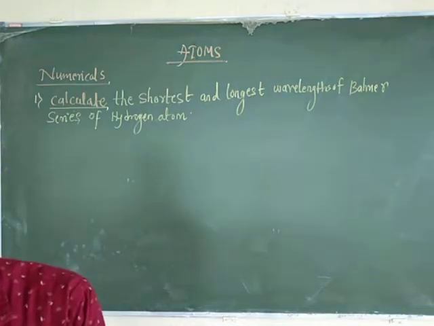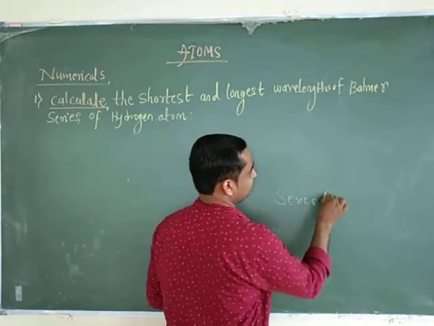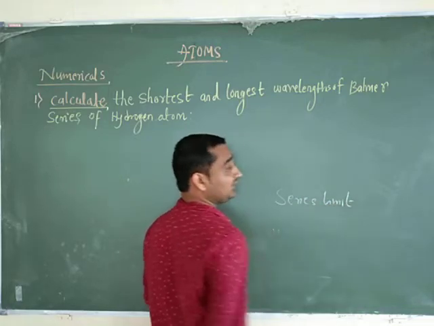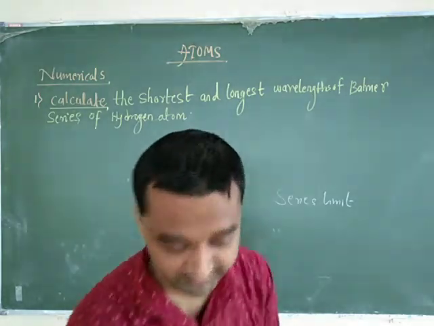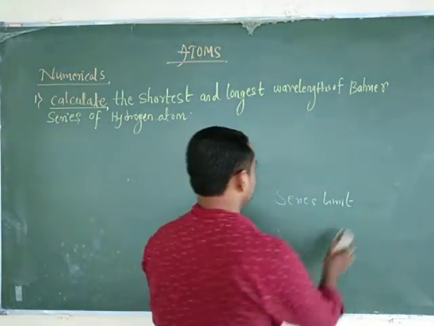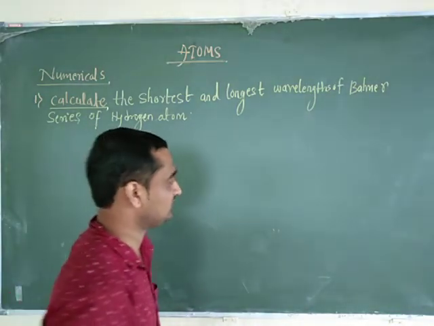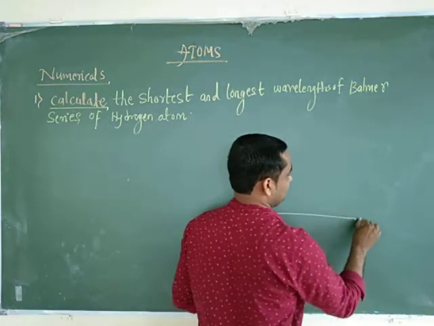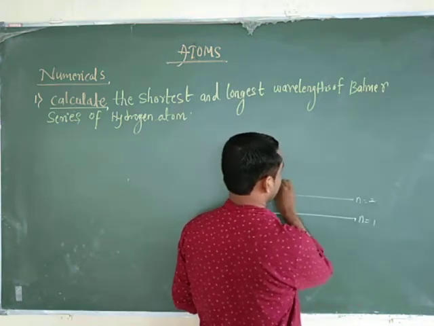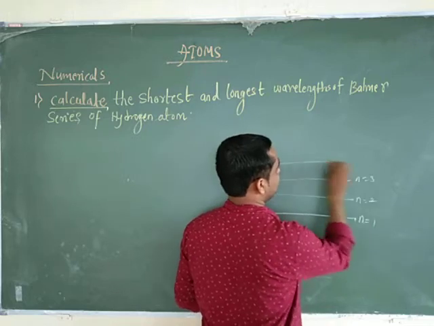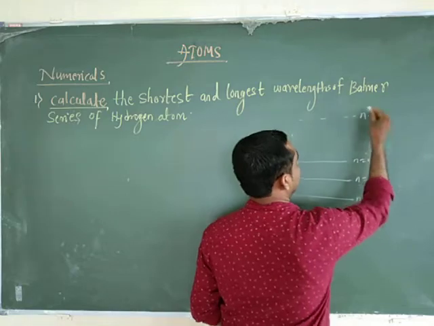What is meant by series limit? If n2 is equal to infinity, that is the last transition, which is called the series limit. As I have drawn in the energy level diagram for the spectral series of the hydrogen atom, n is equal to 1 here, n is equal to 2, n is equal to 3, n is equal to 4, and so on, and finally we get n is equal to infinity.